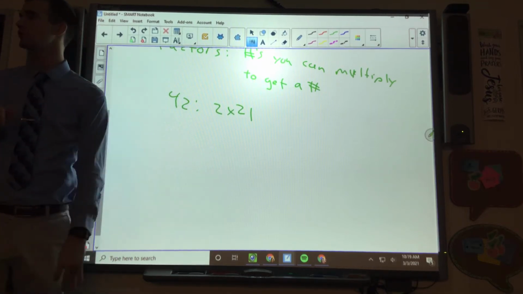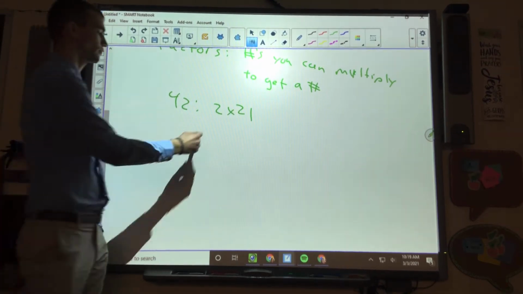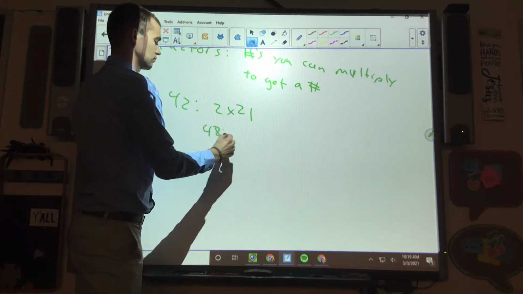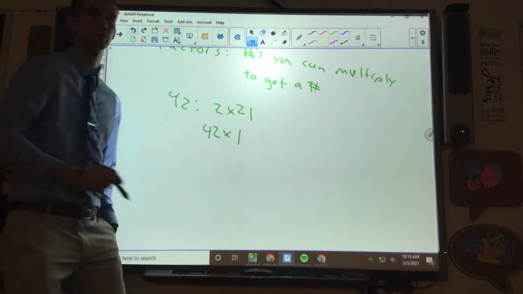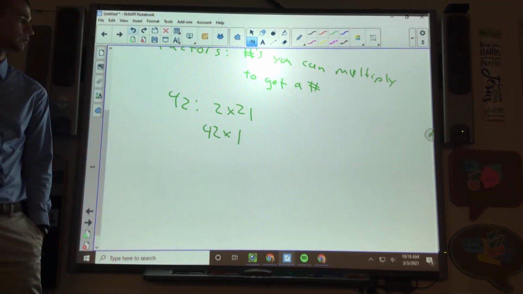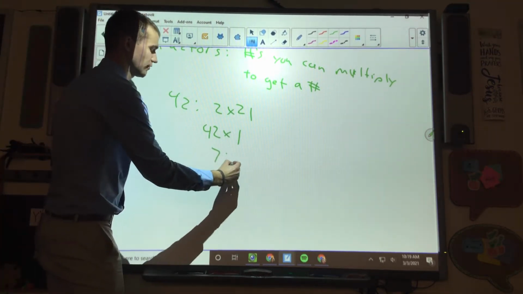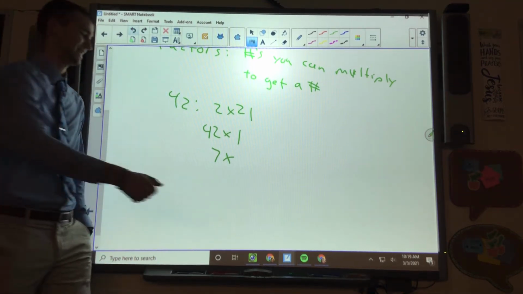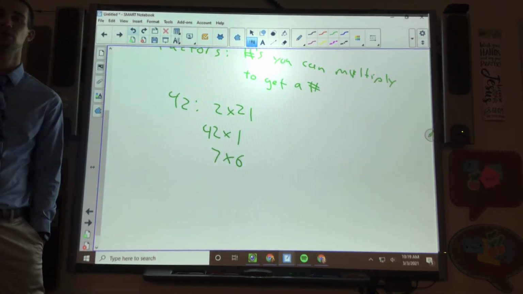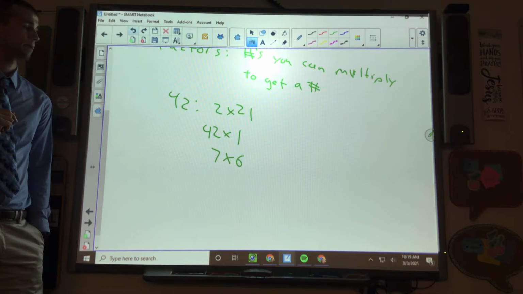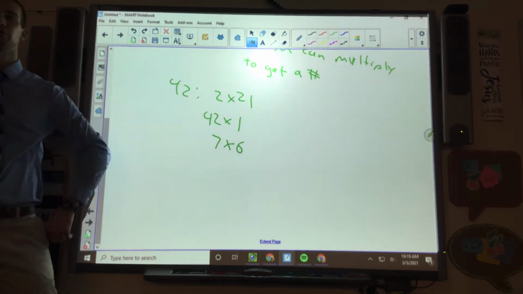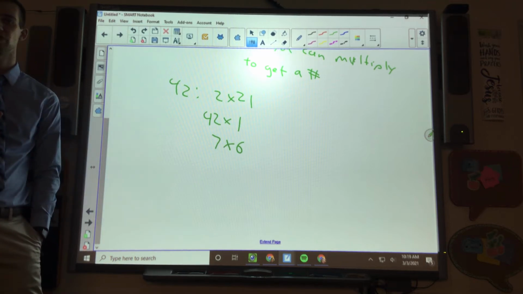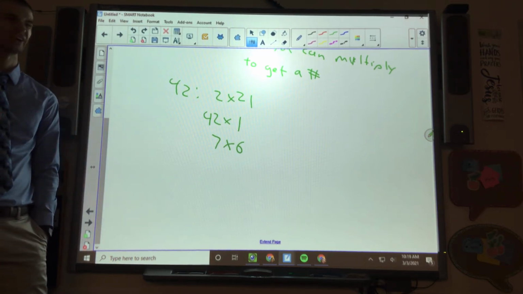What else? What numbers can we multiply to get 42? 42 times 1. He took the easy one. What else? 7 times 4? Nope. It is 7 times 6. What else? 21 times... wait, you already did that one. There's one more. It's the hardest one to get. I'll give you a clue.